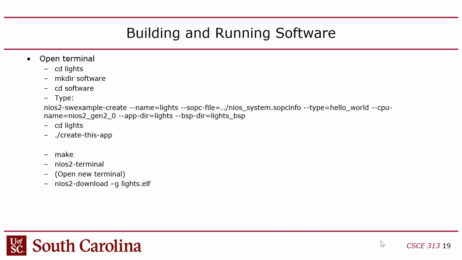And then once it builds it, you're going to get a lights.elf. That's the output of the make process, and that's the binary file that you're going to use to download to the board. And so you can run neos2-terminal, which will open up the JTAG UART, so anything you print from your code will show up there, and then you can download -g lights.elf, and that should download it to your board, assuming, of course, you've programmed the FPGA. Right, because otherwise the CPU won't exist. There'll be nowhere to download the thing to. Okay?